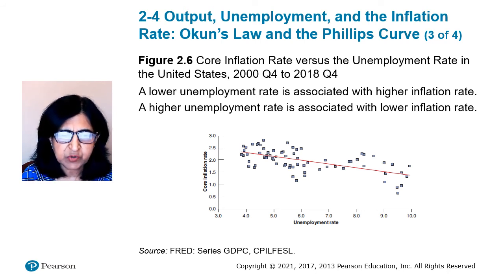The vertical axis represents core inflation rate that ranges from 0.0 to 3.0 in increments of 0.5. The unemployment rate is plotted on the horizontal axis. Then we draw a line that fits the cloud of points best, for the United States, quarterly since the first quarter of 2000 to the last quarter of 2018. The horizontal axis represents unemployment rate that ranges from 3.0 to 10.0 in increments of 1.